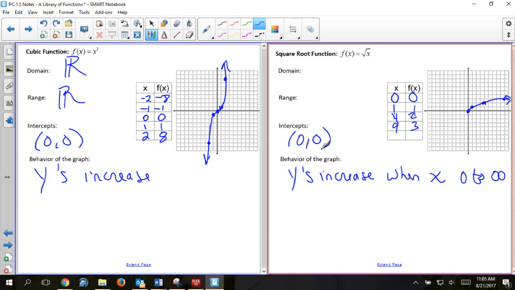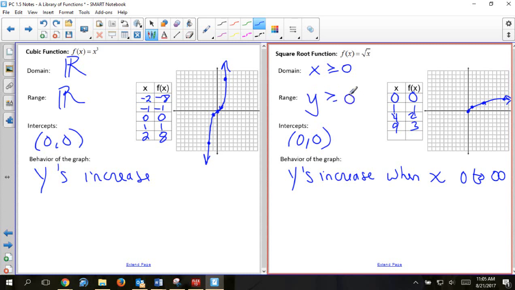So our domain is what is the left to the right? What is the leftmost number? 0, and then it goes all the way to the right. So our domain is that x is greater than or equal to 0. And then the range, what is the lowest number? 0 to the highest number, infinity. Y is greater than or equal to 0.